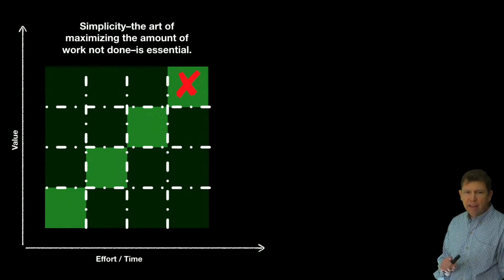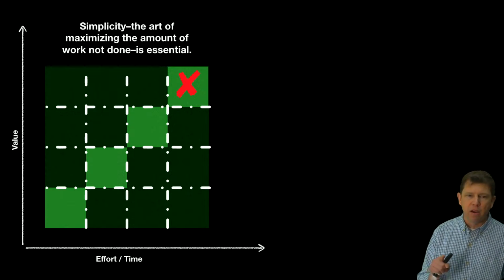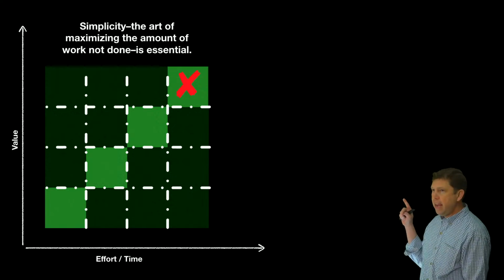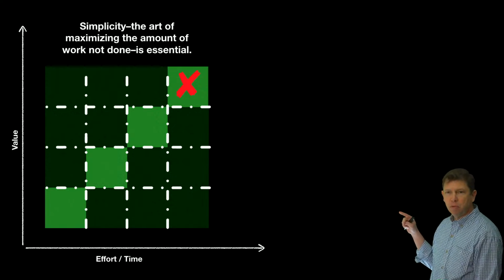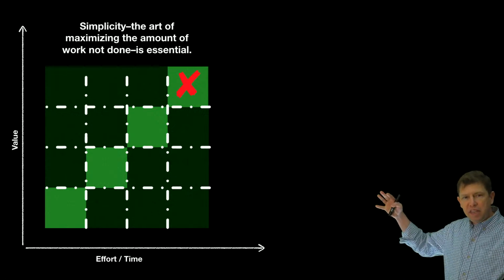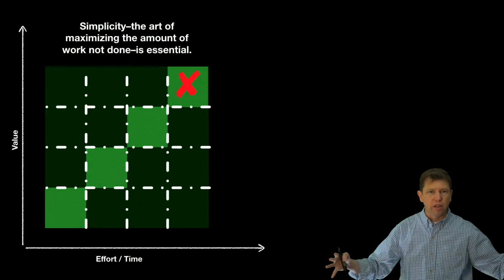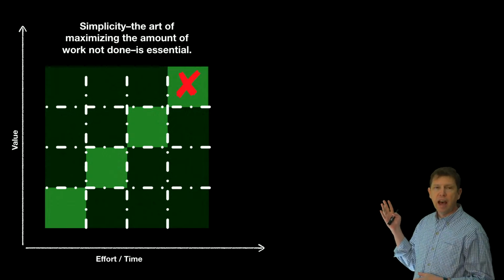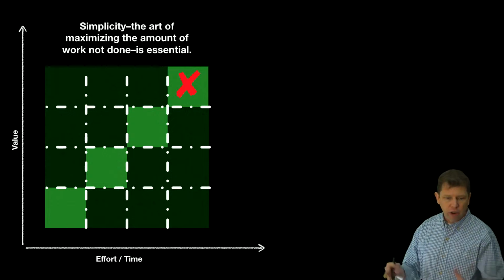Simplicity, the art of maximizing the amount of work not done, is essential. That's an agile principle. To follow that principle, we need to work as close to this way as possible, because this lets us maximize the amount of work not done. If we see this as a big monolithic thing, the big story we're delivering, we're not giving ourselves the option to decide not to do something. It all gets crammed in there.